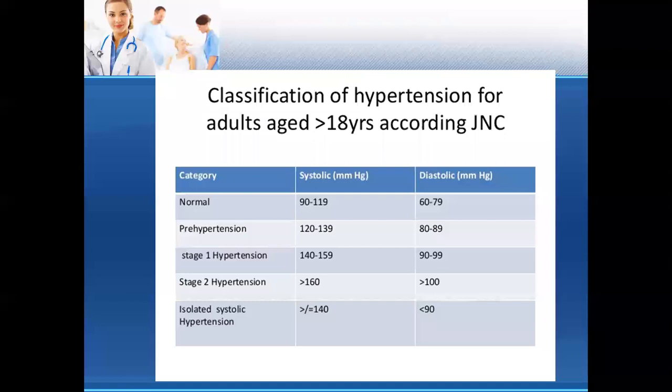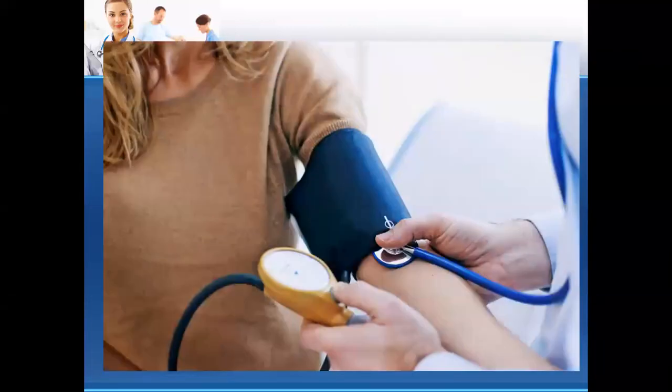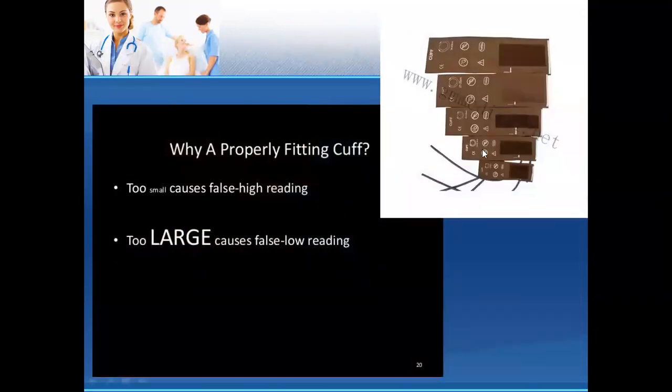It is important during the measurement of blood pressure to use the appropriate cuff. This is the blood pressure cuff, and this is the sphygmomanometer. Stethoscope, this is the diaphragm. These are the different sizes of cuff in the picture. You can see this is for adult and this is for infant or newborn. So using the appropriate cuff is very important.